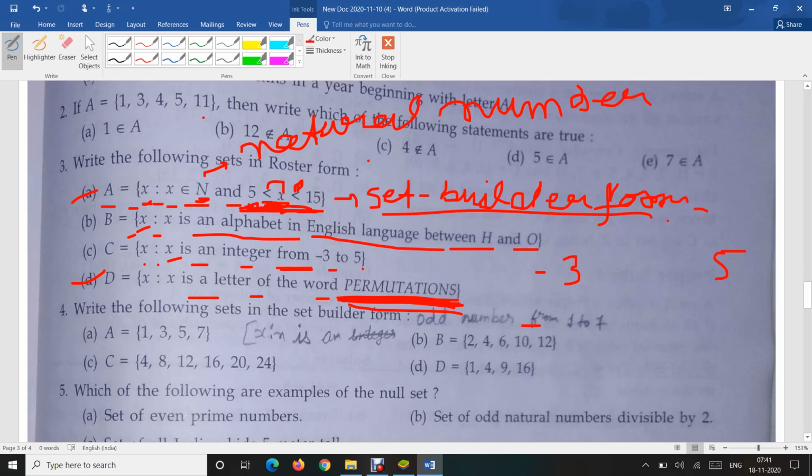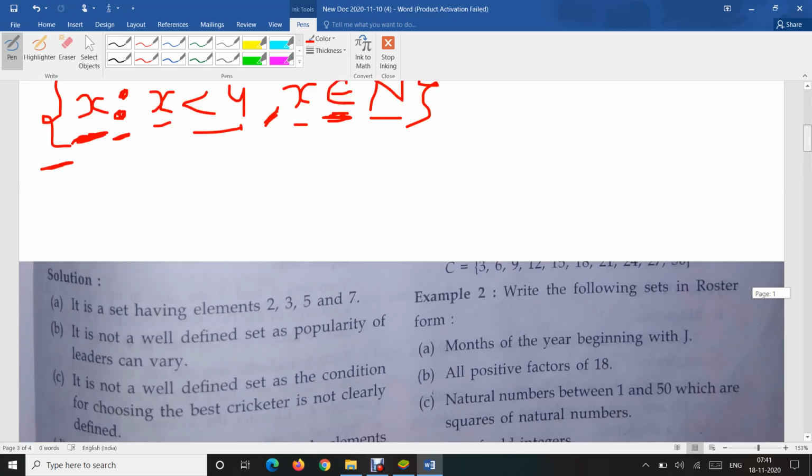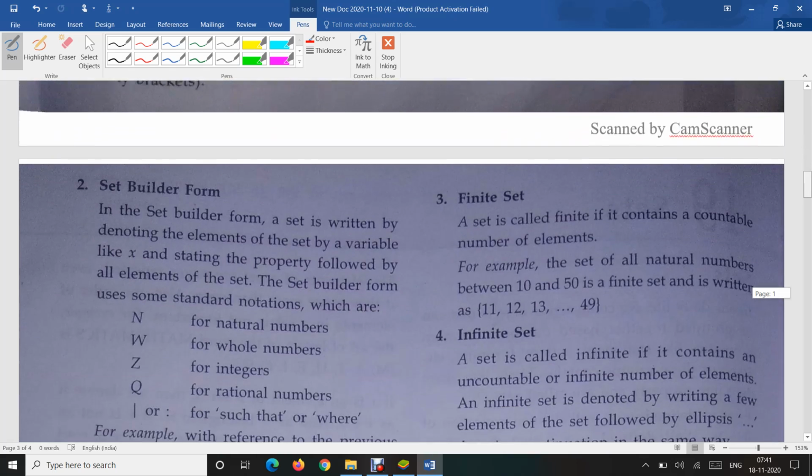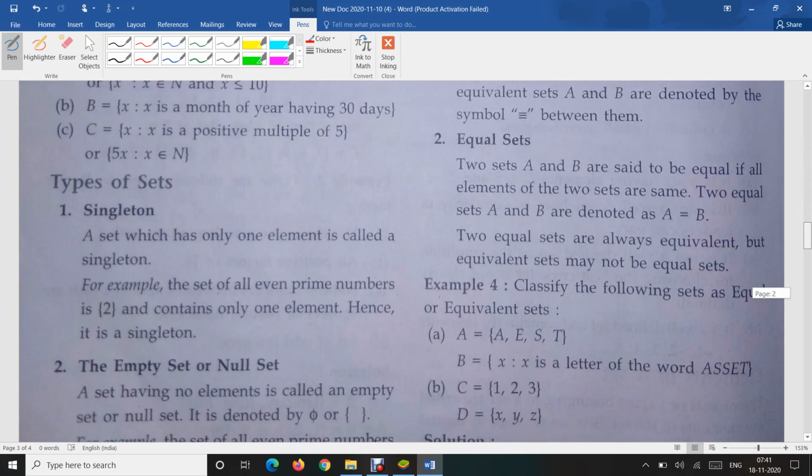Now the next is question number 4. We have done question number 4 in the previous class. Now let us move towards the next topic, which is types of sets.